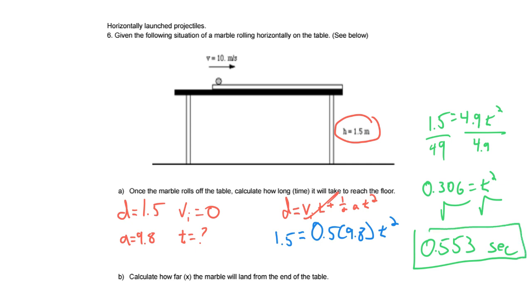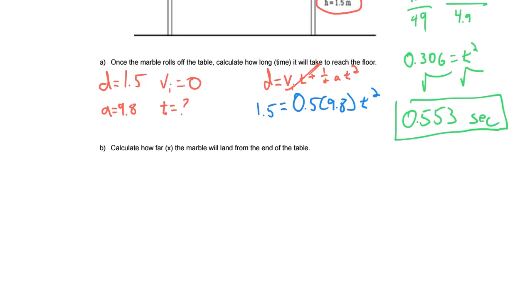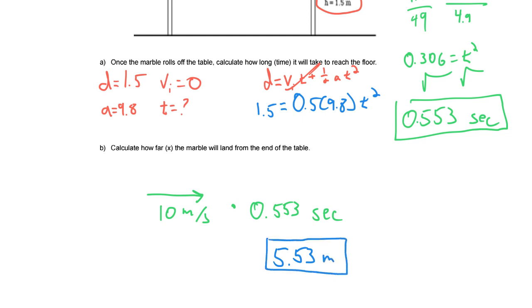All right, next up, calculate how far the marble will land from the end of the table. So we're already told that its horizontal velocity is 10 meters per second. If we multiply that by 0.553 seconds, which is how long it has in the air, we'll get its total displacement. Multiply by 10 is easy, just move the decimal point. So this is 5.53 meters before it hits the ground, approximately.